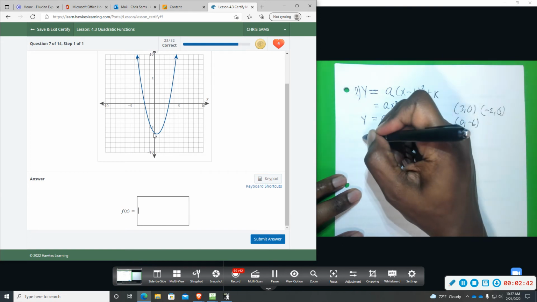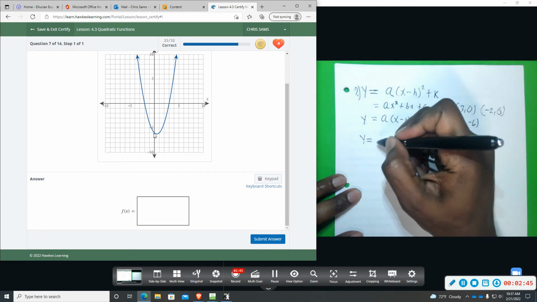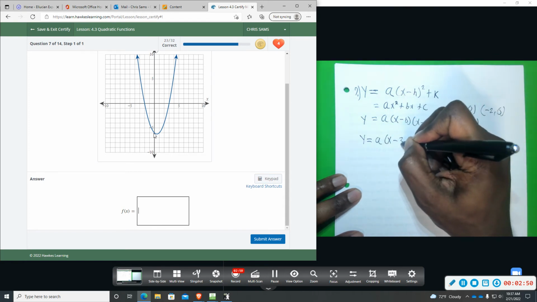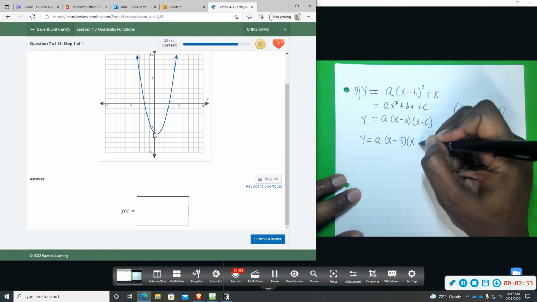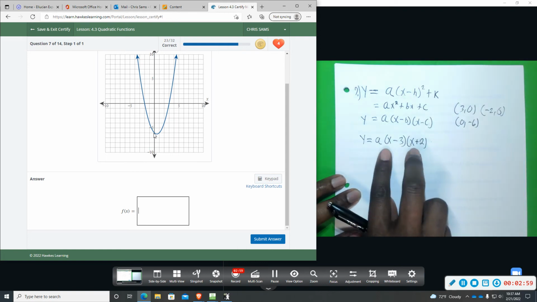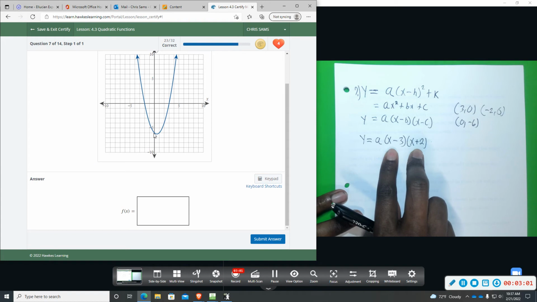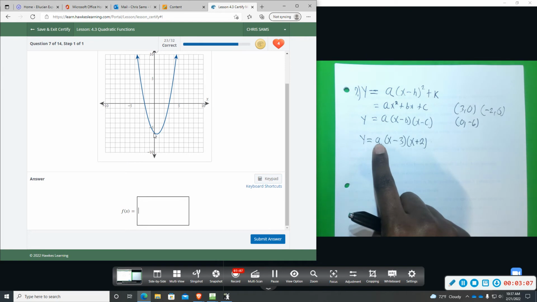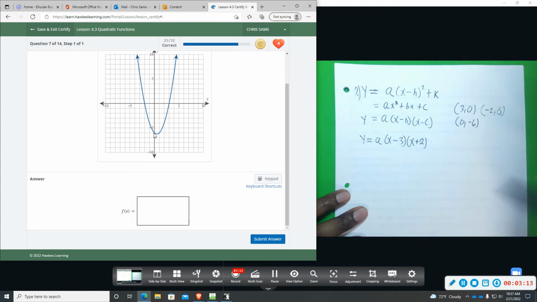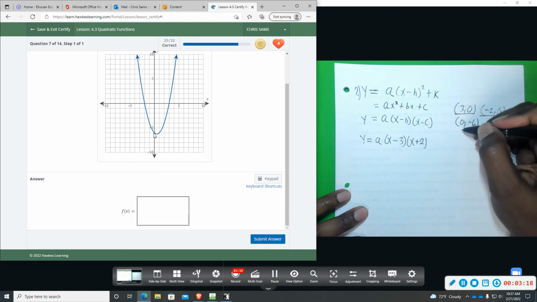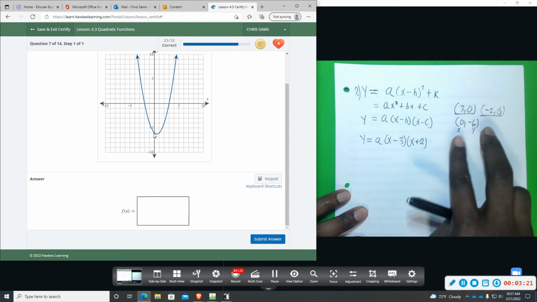So I'm going to have y equals a, which I don't know, and then we're going to have x minus 3, and then we have x minus a negative 2, which is going to turn into x plus 2. And then this will be the first part of writing that equation. Now I don't know if it has been multiplied by some factor or not, so I need to figure out a. And the only way that I can do that is by plugging in the x and y value. So I've already used this and this, so now I can use this y-intercept. This is your x value, this is your y value. We're going to use that third point.